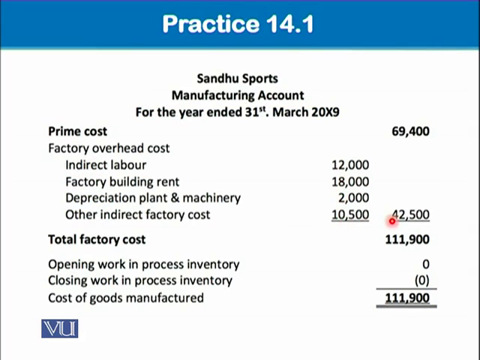Place it in the outer column. Add it with the prime cost. We have total factory cost of 111,900. By the way, if there had been any opening or closing work in process inventory, that would have been worked out over here. Since we have 0 opening and 0 closing work in process inventory, the total factory cost is our cost of goods manufactured. So this is all about this manufacturing account.